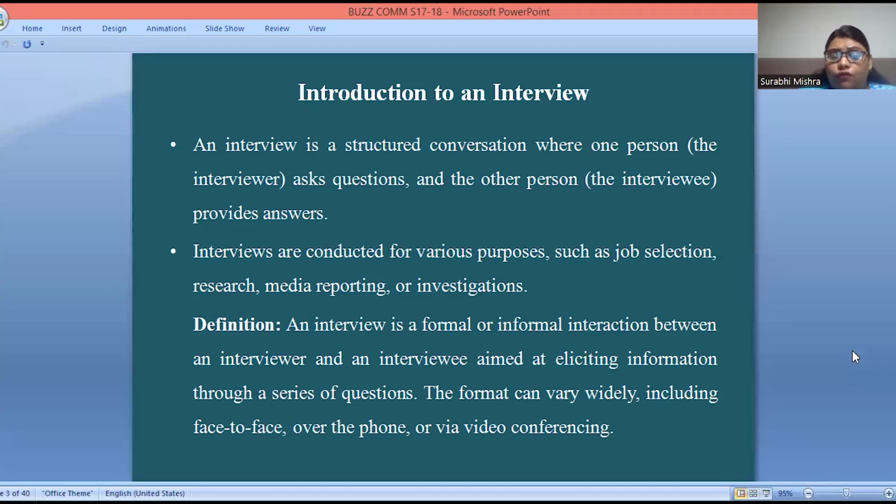So interviews can be formal also, and they can be informal also. When we are talking about some media coverage or media reporting, at many points of time it becomes informal. But when we talk about any job interview, any investigation, any research, then the interview becomes a formal, structured way, right? So there are many types of interviews. We'll be discussing them one by one.